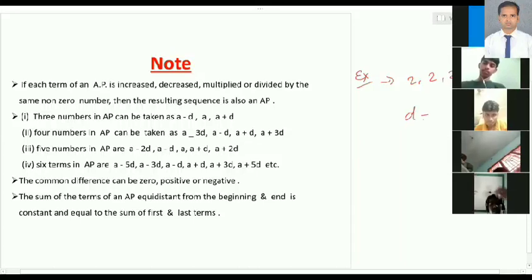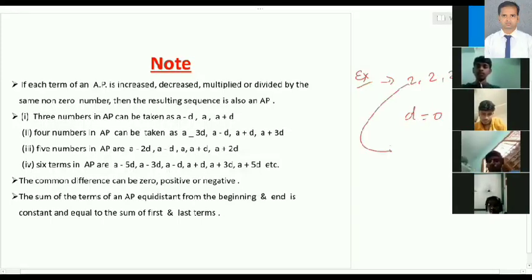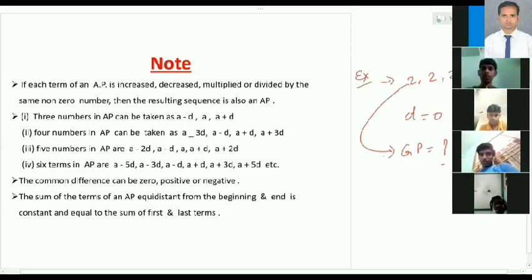What will be the common difference? Common difference will be 0. Very good. And if I ask whether this given sequence is also a GP, then what will be the common ratio? It is also a GP. Common ratio 1. Yes, very good. It's a GP also because the common ratio is 1.